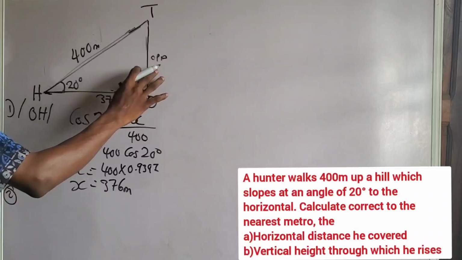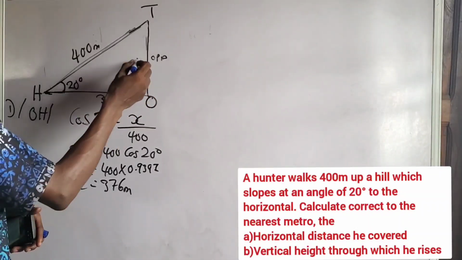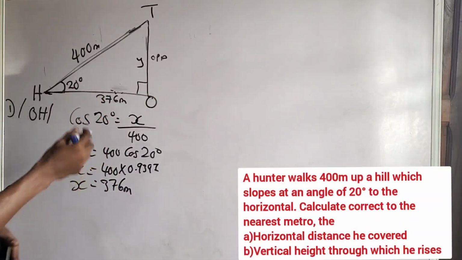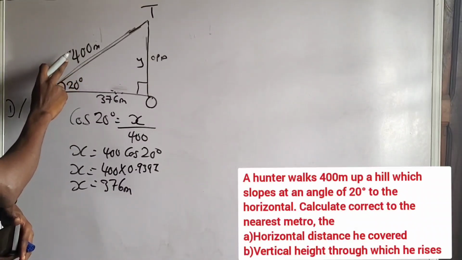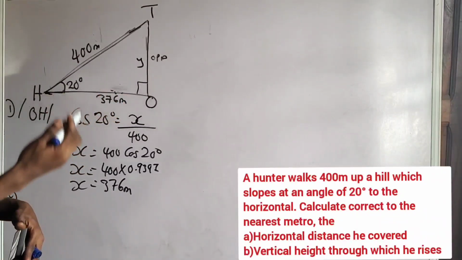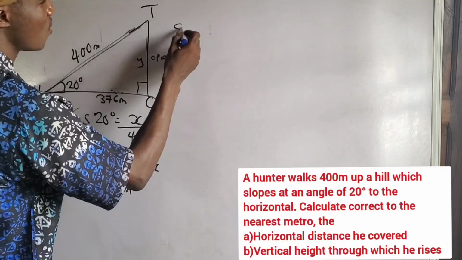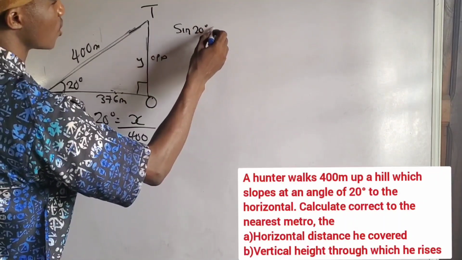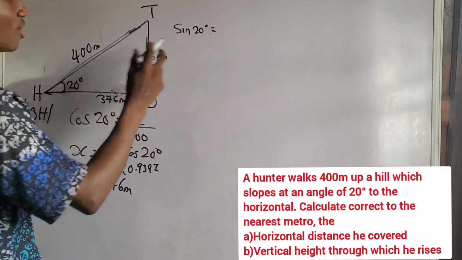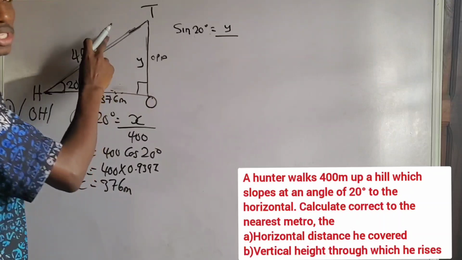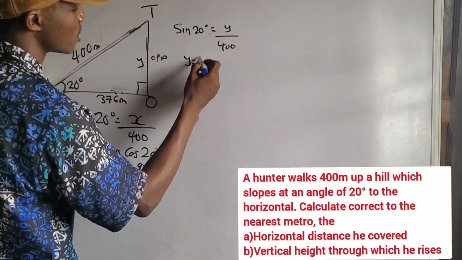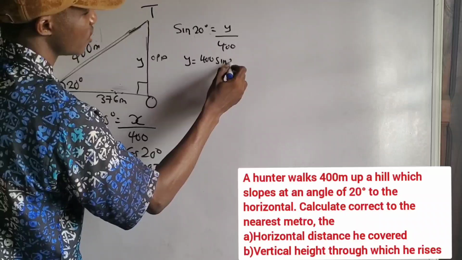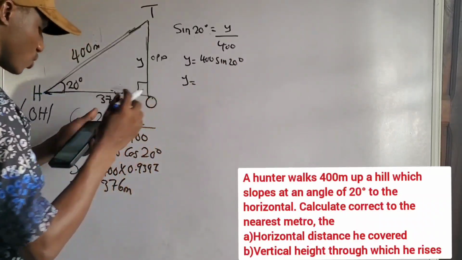Now I'm looking for the opposite. Let us represent the opposite as y. We know the hypotenuse as 400 meters. So to get the value of y, you can just make use of sine. The sine of the angle that we are given, 20 degrees, equals the opposite, y, all over hypotenuse, which is 400. So y equals 400 sine 20 degrees.